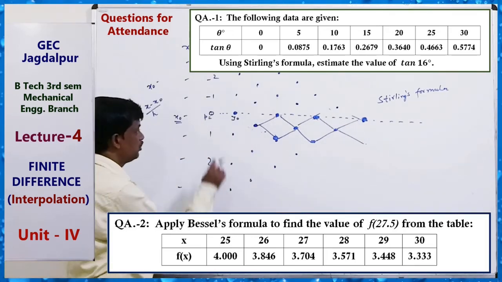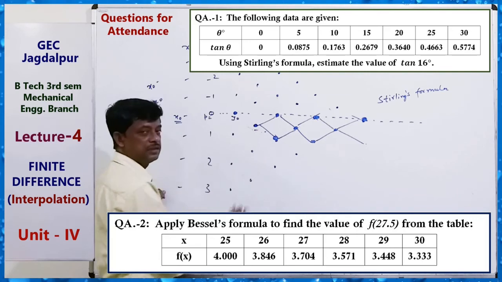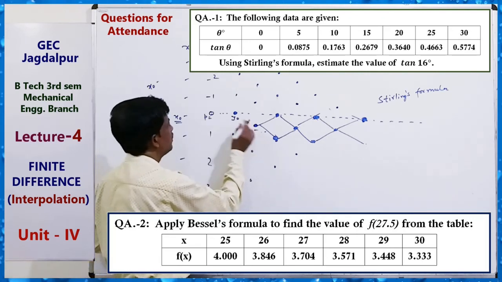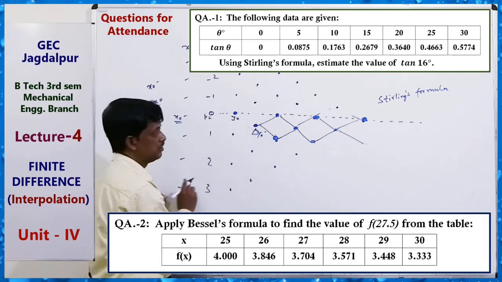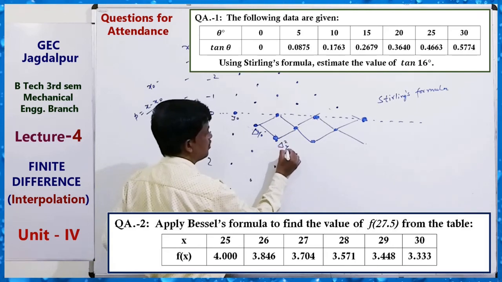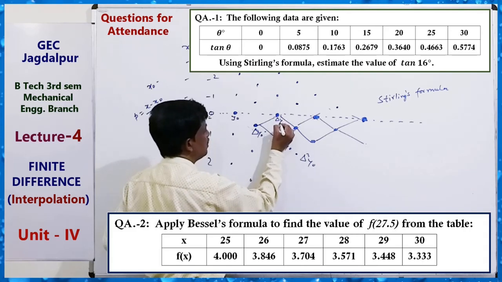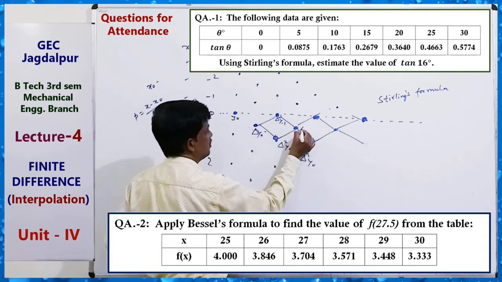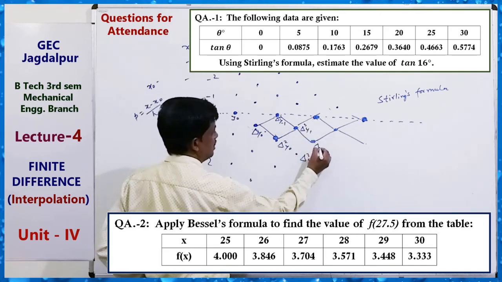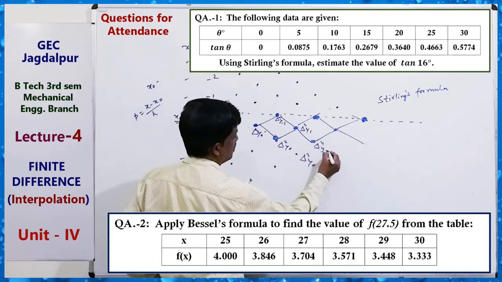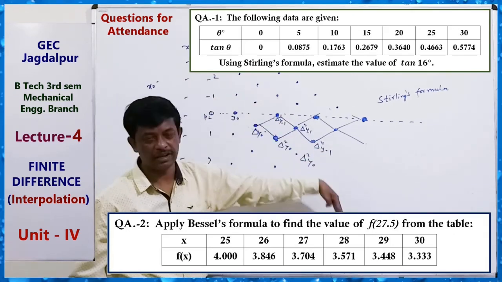Okay, that means y0 plus p into this. This means y0, del y0, del square y0, del cube y0. This is del y minus 1, del square, this is del cube y minus 1, del 4 y minus 1. Just line this, the minus 1 line. This is the 0 line. Okay?